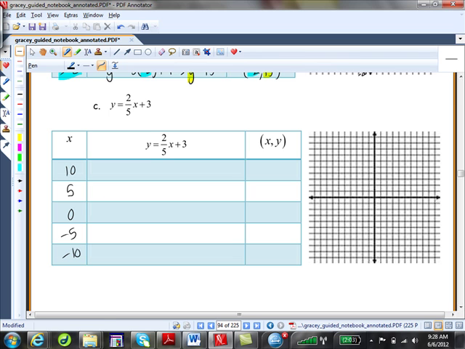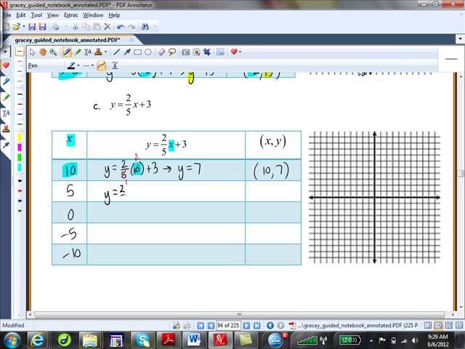Okay. So now we'll have y equals 2/5 times 10 plus 3. So the x value I chose was 10 because I want to get rid of that 5. So do you see 5 goes into itself once and into 10 twice? So I'm going to end up getting y equals 2 times 2 is 4 plus 3. So y is 7. So we will have 10, comma, 7.